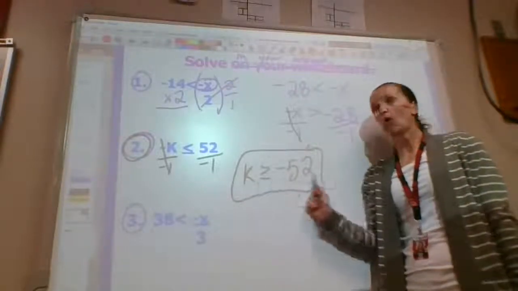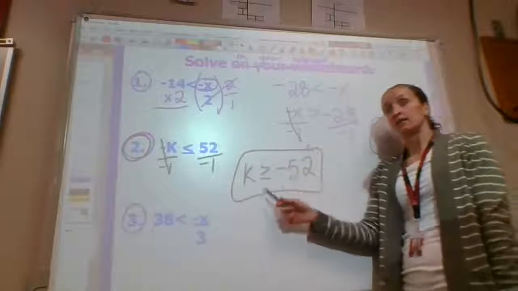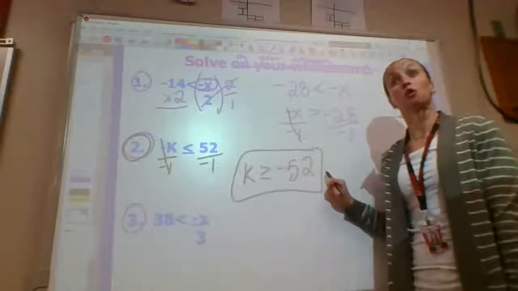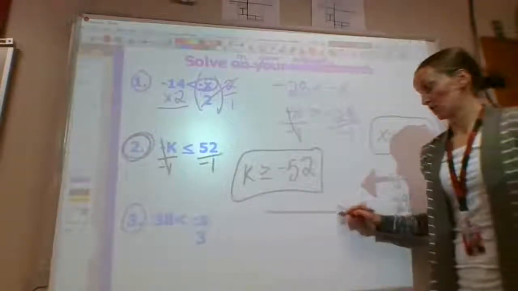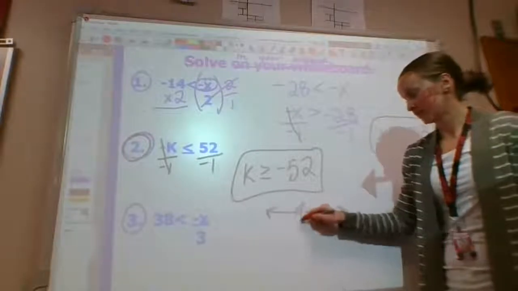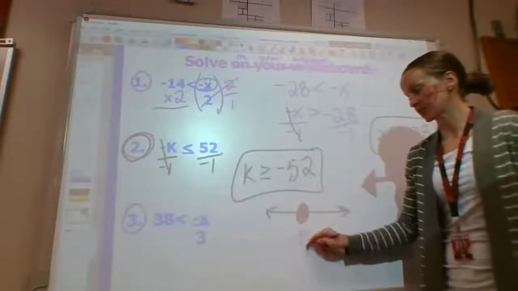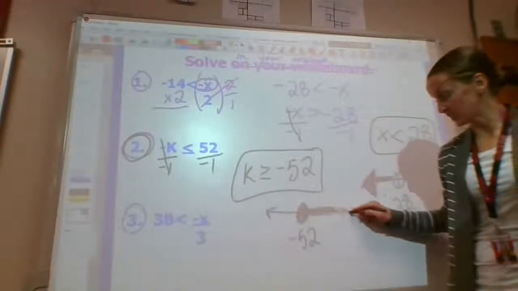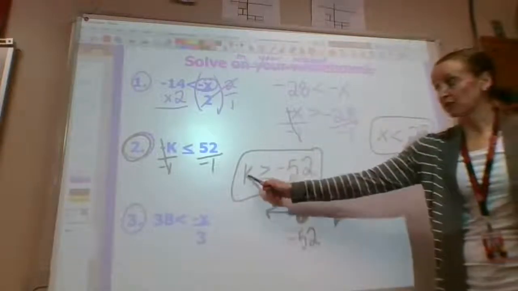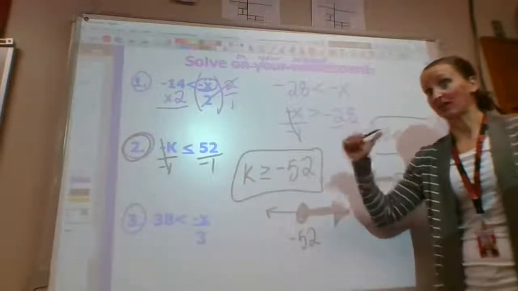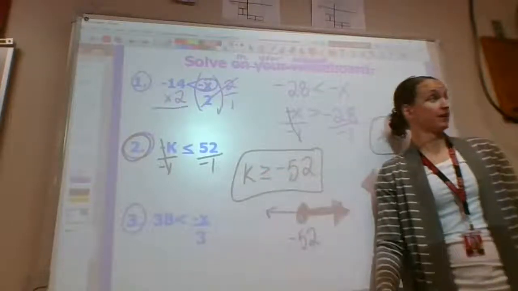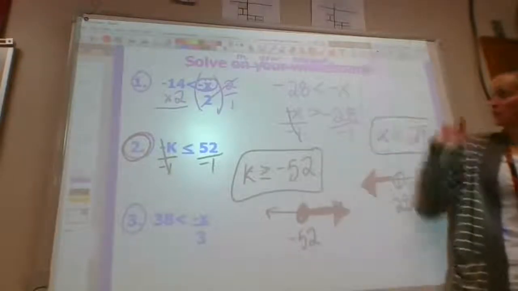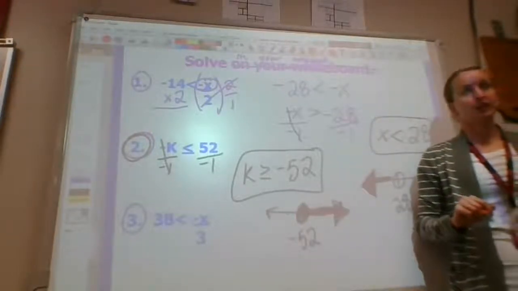Can anyone actually say this out loud? How do you say this whole inequality? Try to say it in order. Try again. K is greater than or equal to negative 52. Awesome. Good fix. I like that. Which way is it going from this, you guys? To the right. And I showed you this yesterday, and I'll keep showing you it. When your variable's on the left, this will always point which way it's going. Do you see that? So, any questions there?